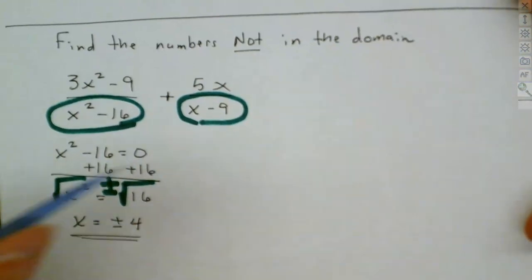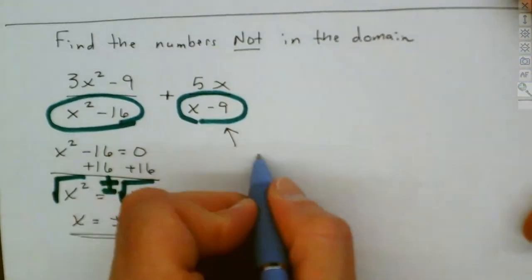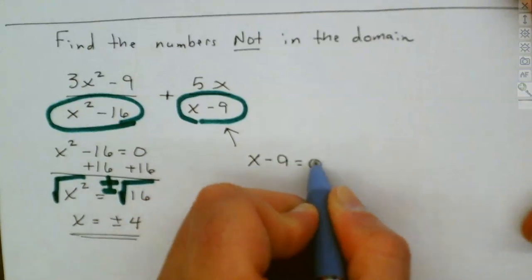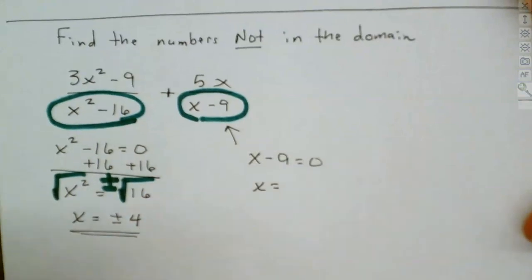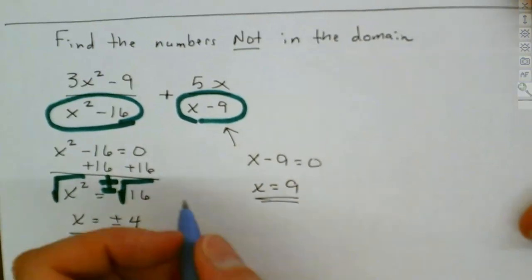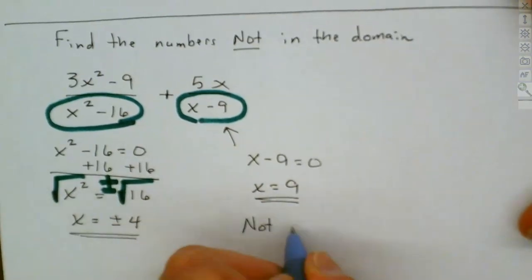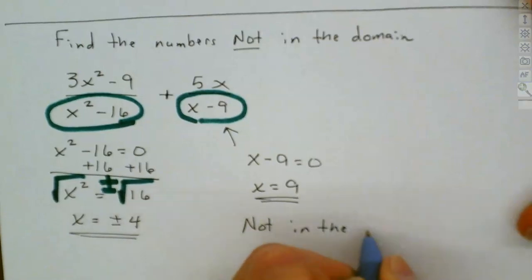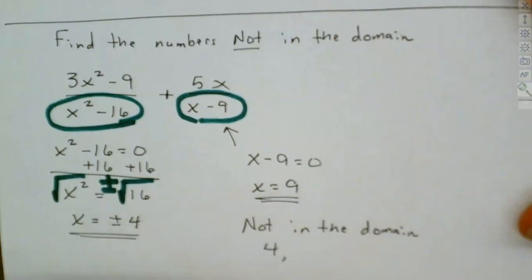What about the other one? x minus 9 equals 0. So what other number is not in the domain? None. Okay, so what's going to be our answer? What numbers are not in the domain? These numbers are not in the domain: 4, -4, and 9.